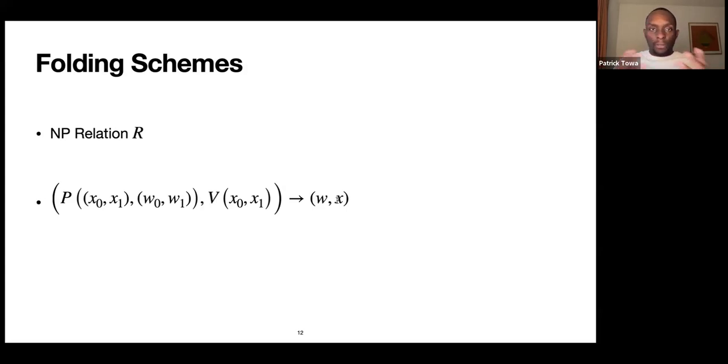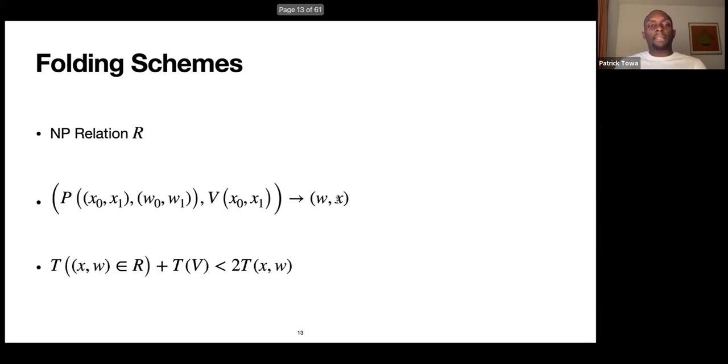So essentially, a folding scheme is just a way to reduce checking that two instances are in some relation to checking just one. And this only makes sense if the time to check one instance plus the time of the verifier is smaller than the time it takes to check two instances. Otherwise, it isn't really useful. But using these folding schemes, one can build IVC as well.